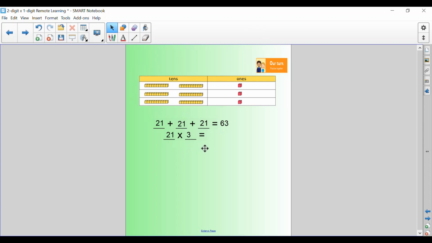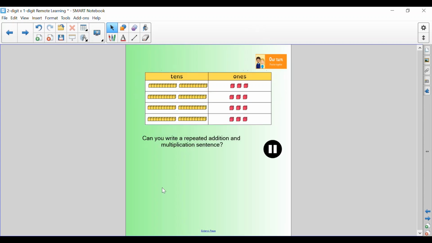63 would be our answer. Now I'd like you to pause the video and have a go at writing a repeated addition sentence and a multiplication sentence for this representation here. Off you go. Now we've just realised that our number sentence is 23 times 4, and I'm going to show you now how to work that out using counters and then using deans.